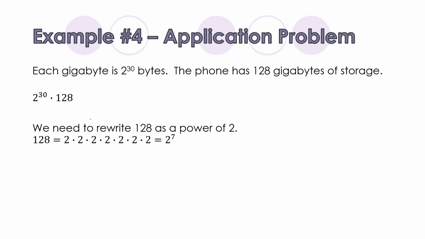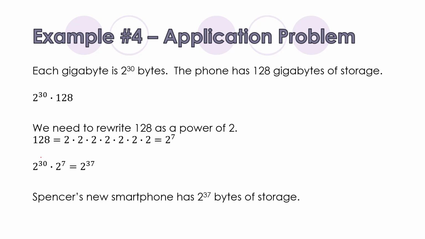So going back to the start, we had 2 to the 30th power times 128, which we now know we can rewrite as 2 to the 30th power times 2 to the 7th power equals, and then again, we're adding these together right here, 2 to the 37th power. So we could say that Spencer's new smartphone has 2 to the 37th bytes of storage.